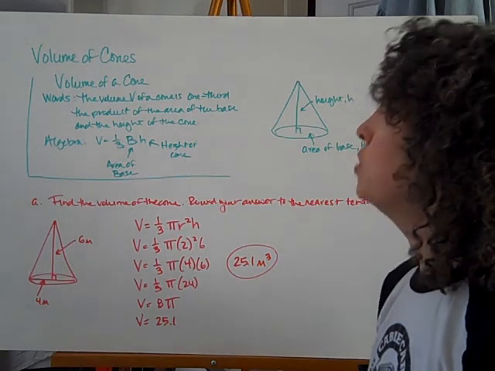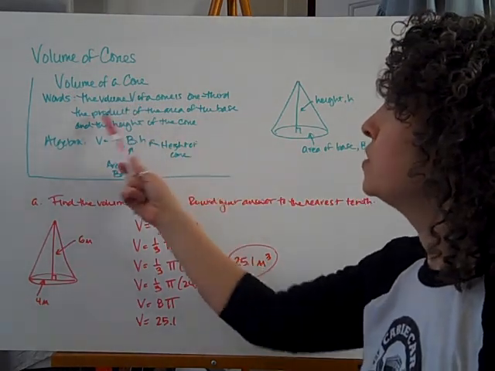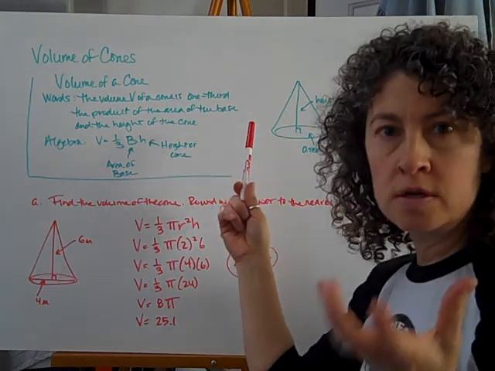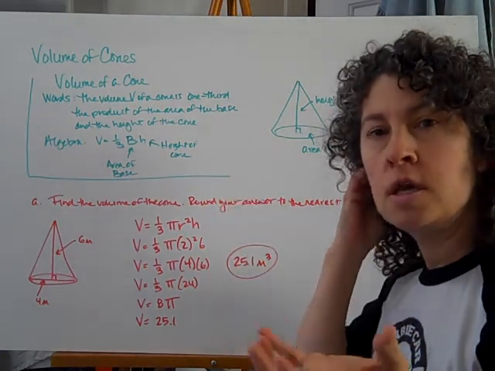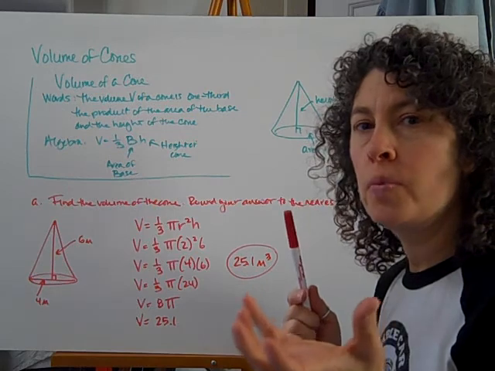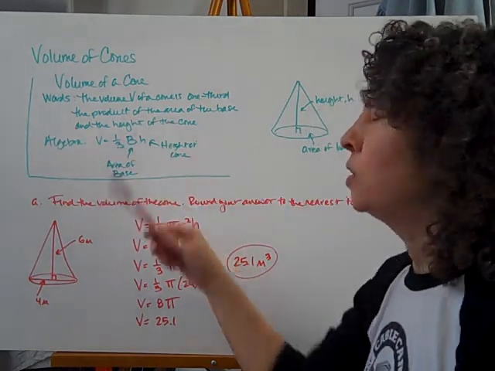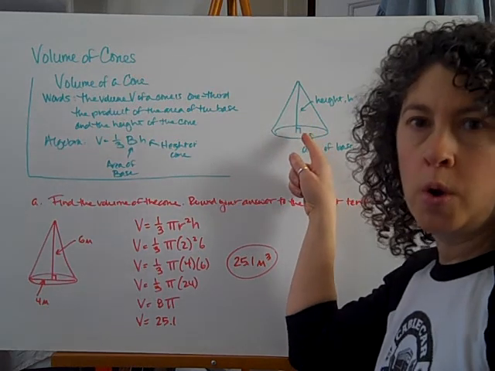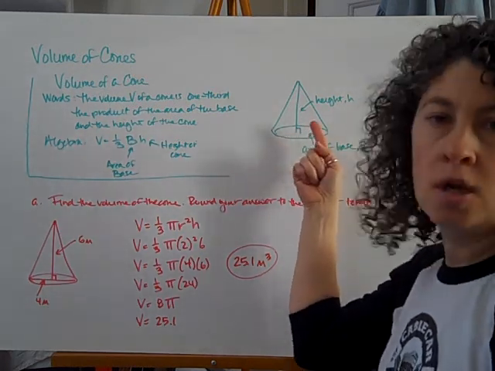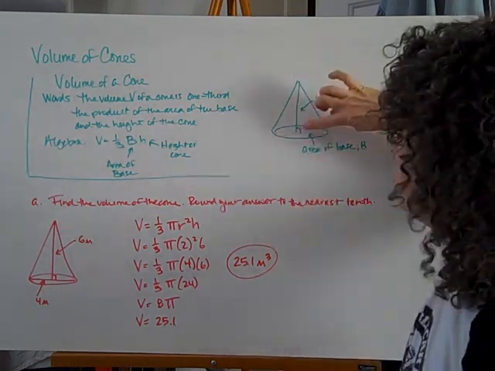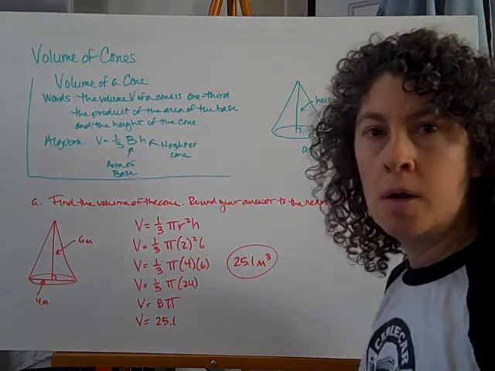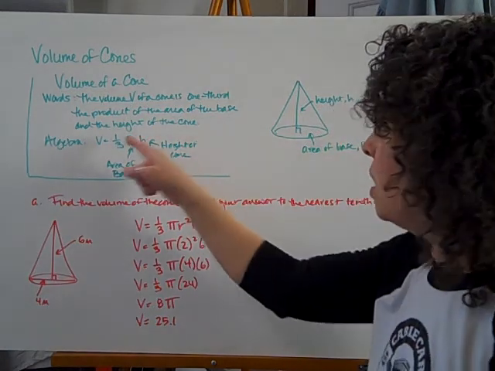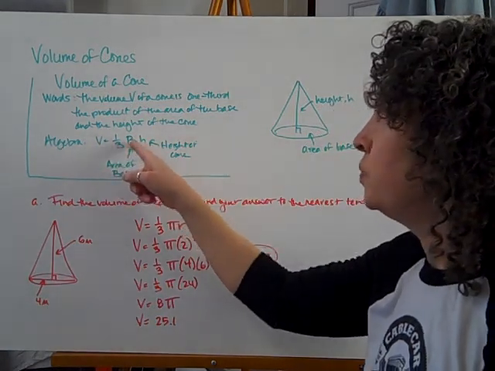So the volume of a cone is 1/3 the product of the area of the base, which we talked about with our cylinders, and the height of the cone. In a cone, the base is a circle. Again, the base and the height are always perpendicular, so you're going to see that little right angle symbol relating the height to the base. So our formula is volume equals 1/3 base times height.